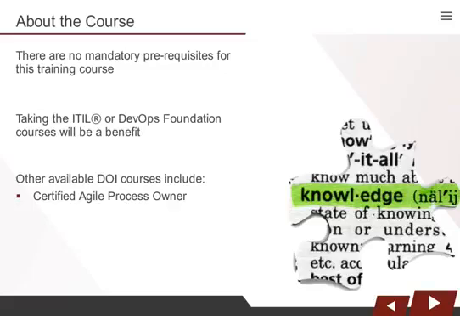The Certified Agile Process Owner course is also available via DOI. This course describes process owner responsibilities and provides the education needed to oversee the design, re-engineering, and improvement of IT service management processes, particularly in the context of Agile service management. The Principles of Continuous Delivery course goes into more detail about continuous delivery in a DevOps environment.